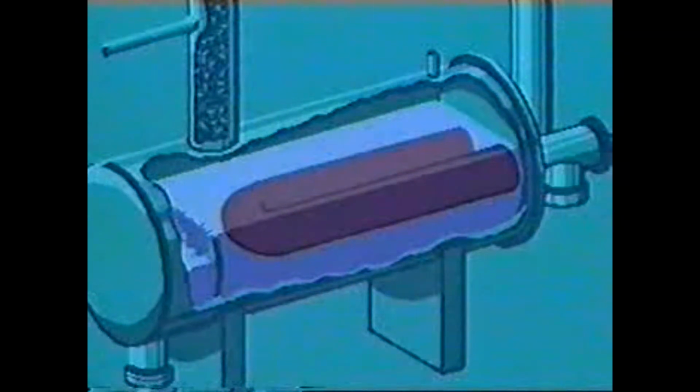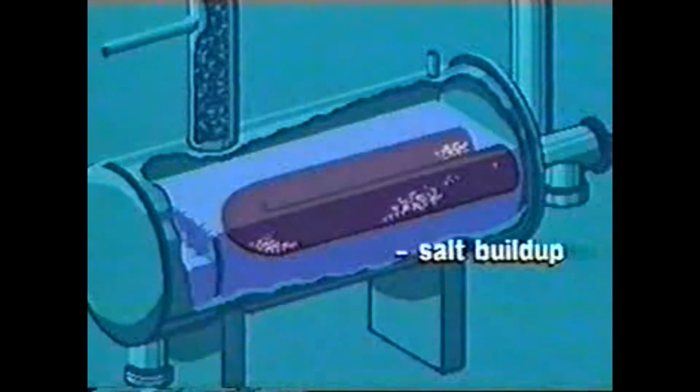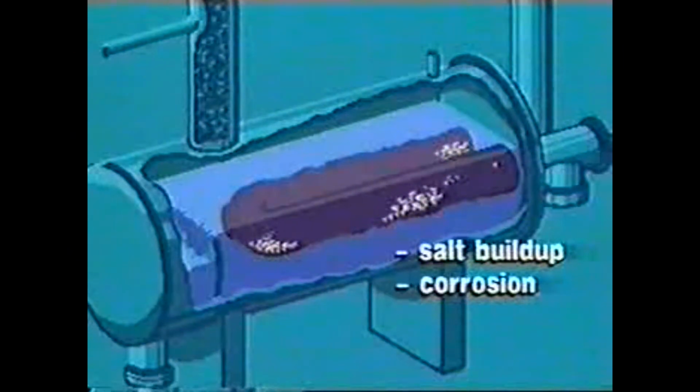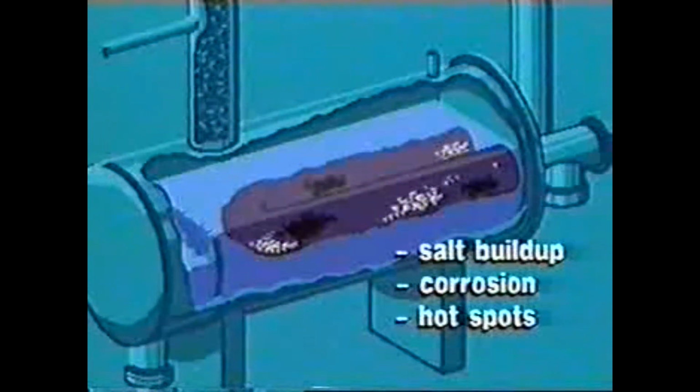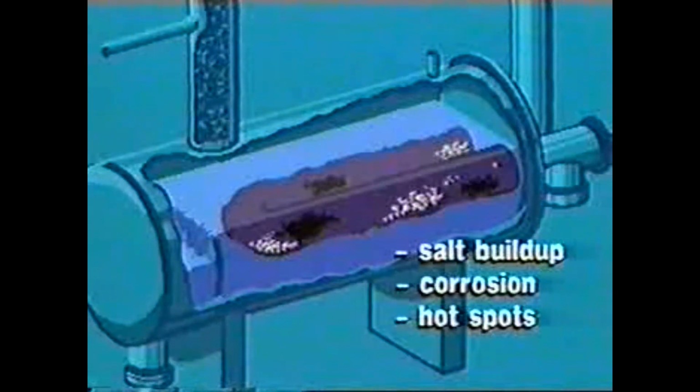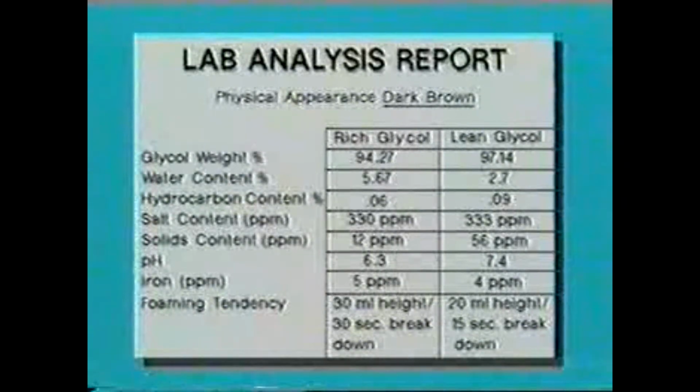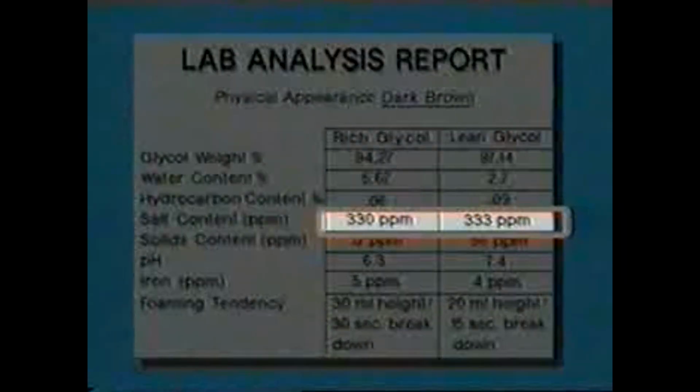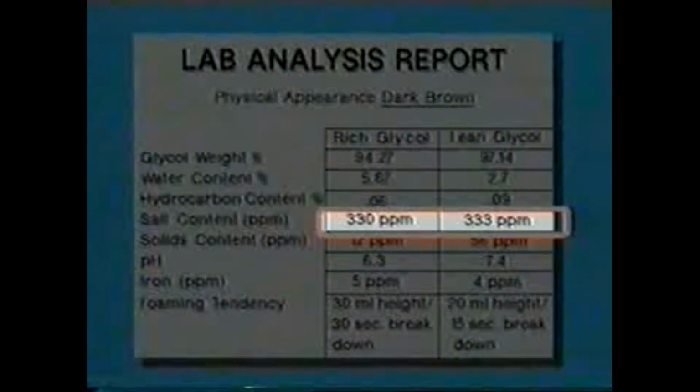These problems include a buildup of salt on the reboiler fire tube, resulting in decreased heat transfer efficiency, corrosion, which will eventually decay the fire tube, and hot spots on the fire tube, resulting in thermal decomposition of glycol and holes in the fire tube. Although the salt content of our samples is a little high, it is still in an acceptable range.